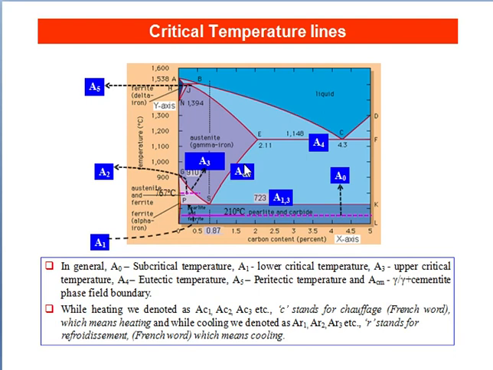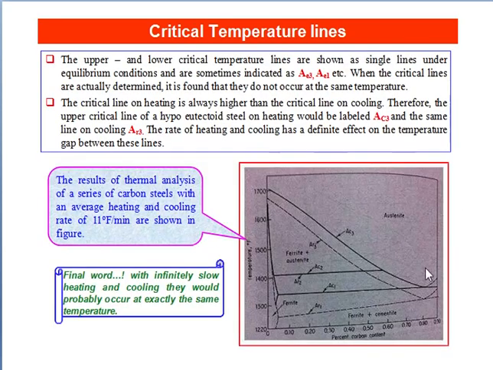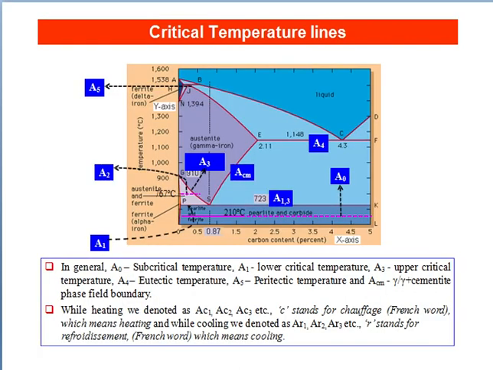While heating we denote it as AC1, AC2, AC3, AC4, etc. C stands for chauffage, French word, which means heating, and while cooling we denote it as AR1, AR2, AR3, etc. R stands for refroidissement, French word, which means cooling.